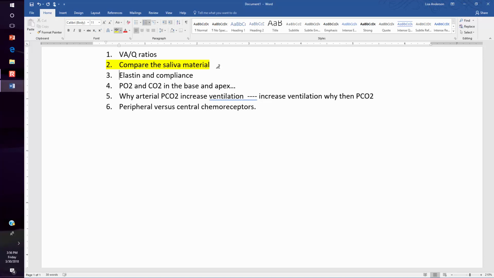Okay. So then our next thing that we want to talk about is going to be VA to Q ratios and PO2 and PCO2 in the base and the apex. I'm going to talk about those as one kind of thing and draw a picture that goes with this. So this will be picture B. All right.